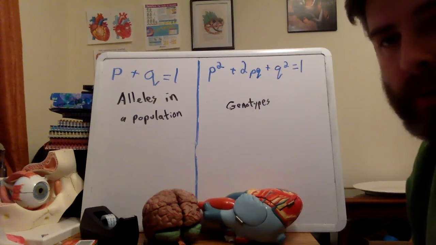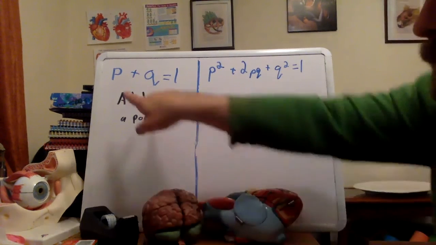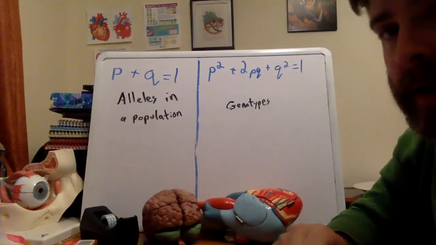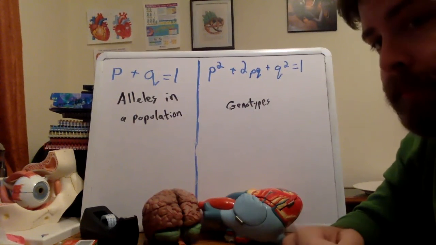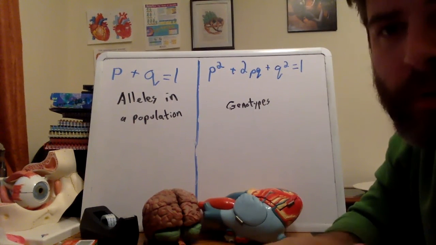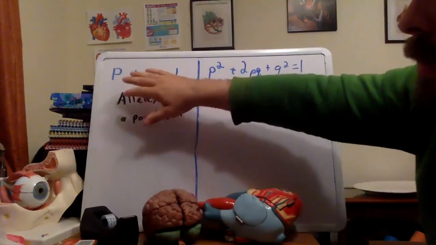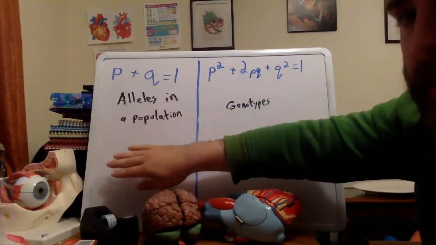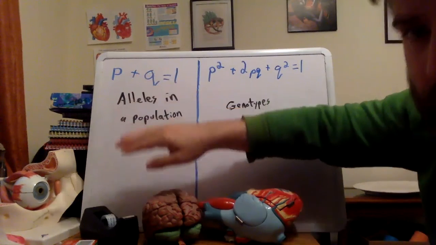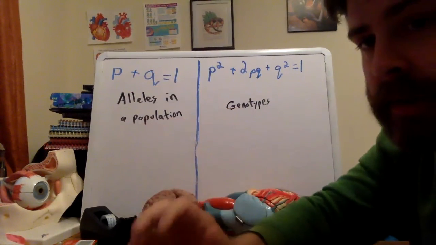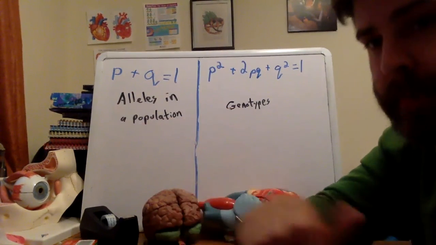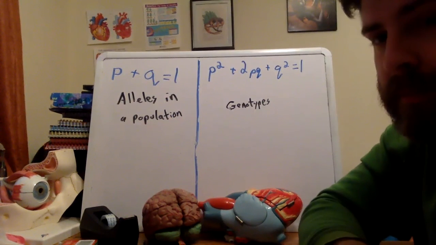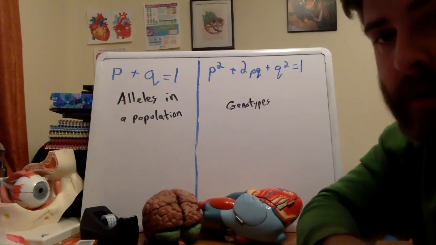Your fourth question just wants you to find P and Q. And then it's going to ask you, is it in equilibrium? Equilibrium means no evolution happened. So generation 1, you just found. Generation 2, find P and Q, and compare generation 1 to generation 2. If they are the same numbers, equilibrium. If they're different numbers, evolution. That's the difference.